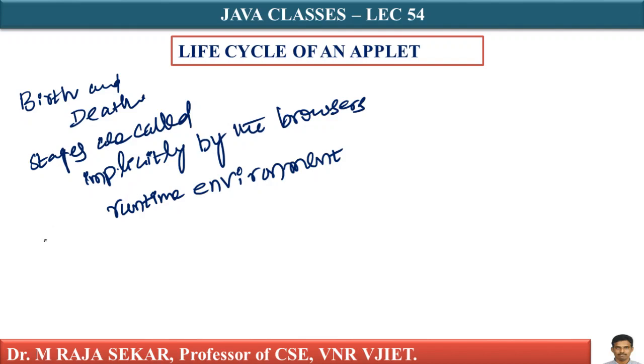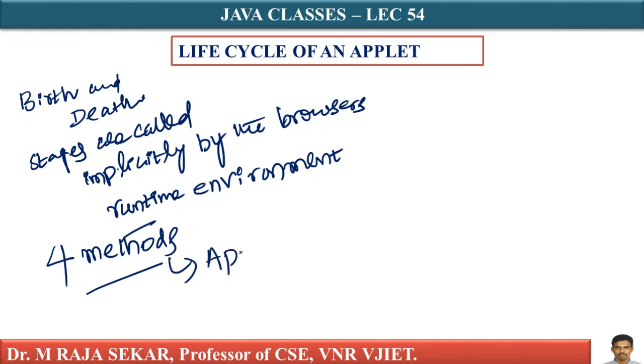I can say there are 4 methods. How many methods? There are 4 methods in the life cycle, and all these 4 methods are defined in a class known as Applet. There are 4 methods in the life cycle and all are defined in the Applet class.